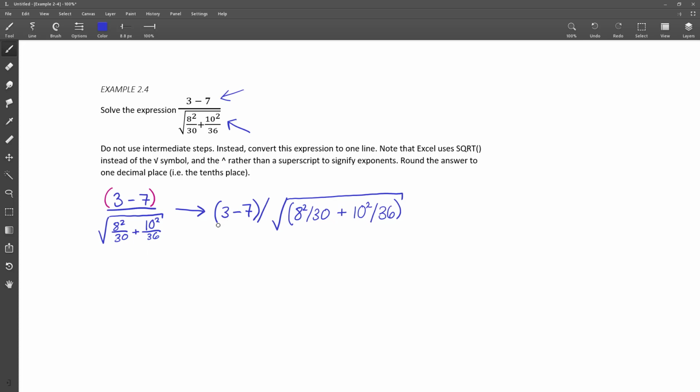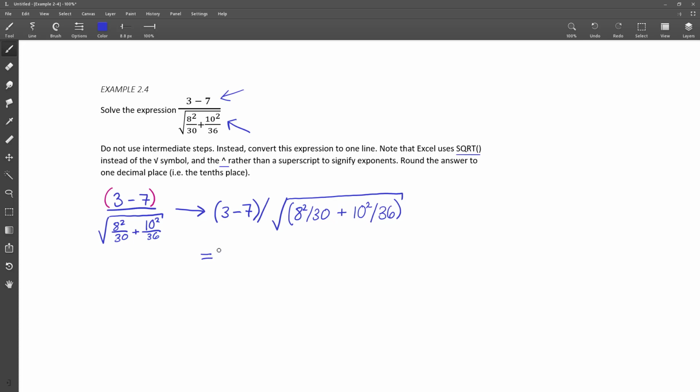Now, how do we get this into Excel? Well, we have to take into account that Excel uses the square root function instead of the square root symbol and the caret rather than the superscript. Further, I'm just going to put in the equal sign because when we type things into Excel, in order to get the calculation to happen, the equal sign has to precede it.